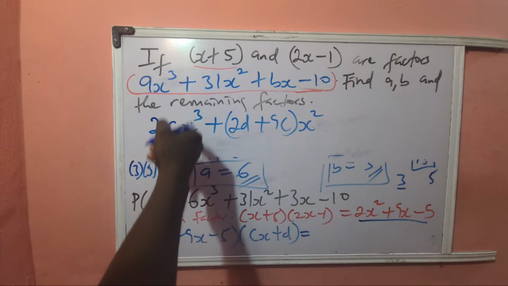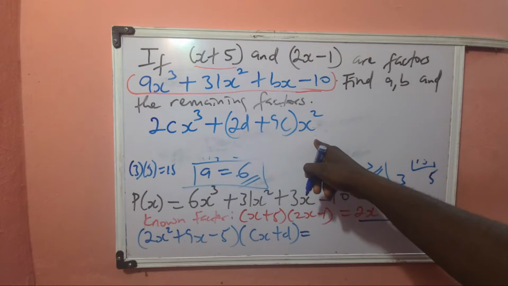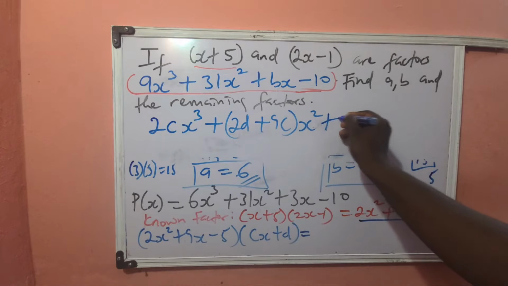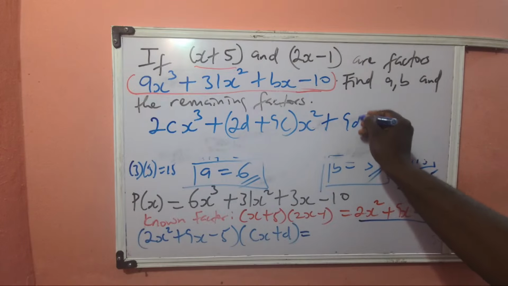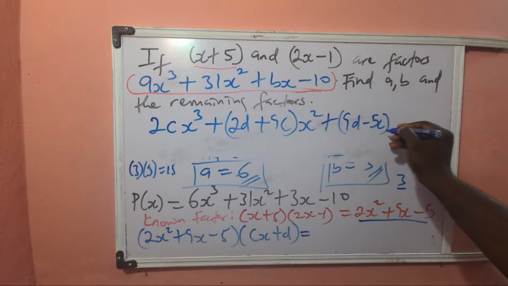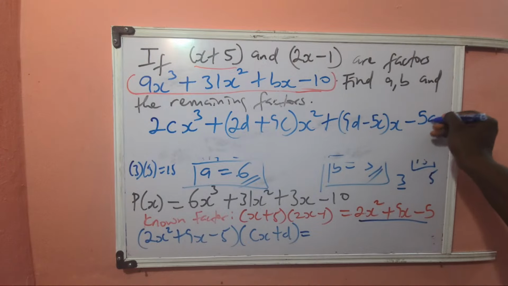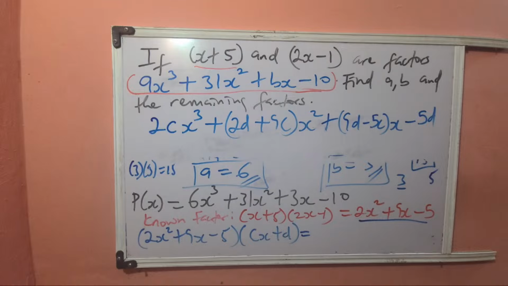So in this case, all that had the power of 3 was classified in one place. This had all the power that had 2. Then we have plus 9d minus 5c. Of course, just the power of the unknown being 1 here, minus 5d. You can go on to expand this and you will get this answer when you are done classifying them together.